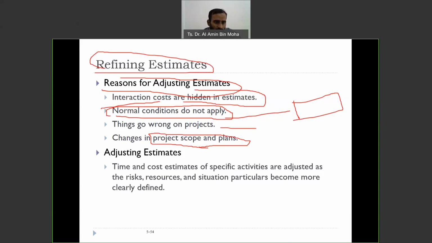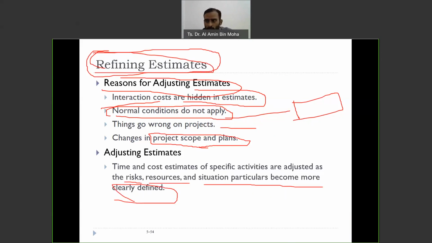So time and cost estimates of specific activities are adjusted as the risk, resources, and situation become more clearly defined. When you are clear, you know now, oh, instead of 10, it's 100. Now we know what to do. So things become more clear. So sometimes you can refine the estimate, but of course, we need a mutual agreement from all parties involved.